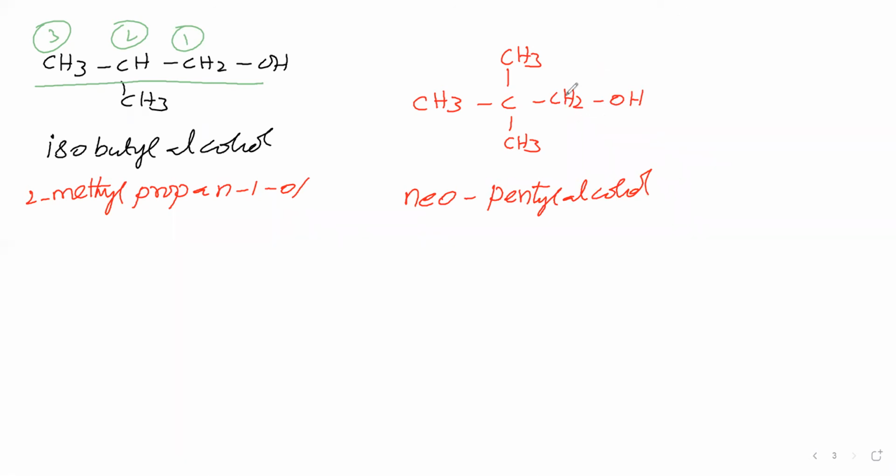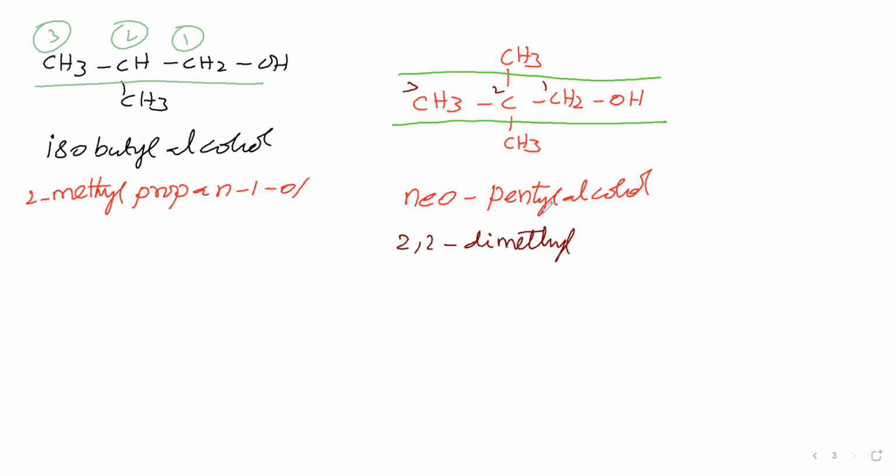Now, how to select a parent chain for this? That we will see. Parent chain we have selected. Now we will give the numbering: number 1, number 2, number 3. Now 2 methyl groups are present as branches, therefore we can say 2,2-dimethyl. The parent chain contains 3 carbon atoms, therefore prop. Primary suffix is en. Secondary suffix is ol, alcohol.